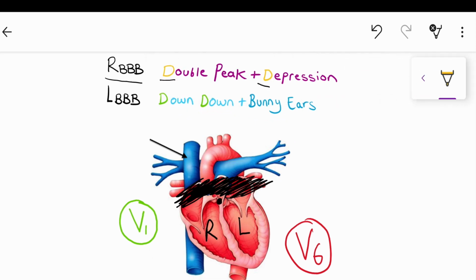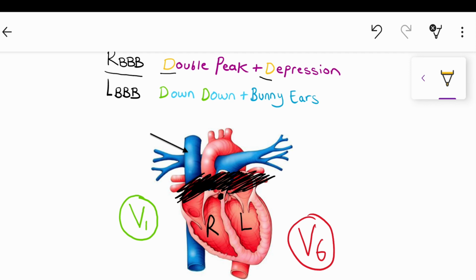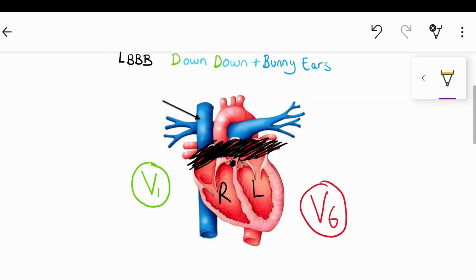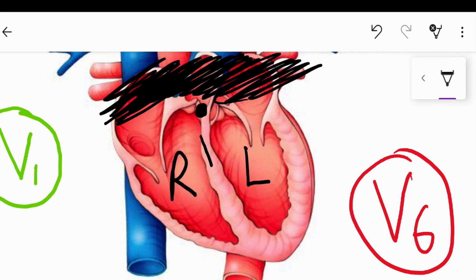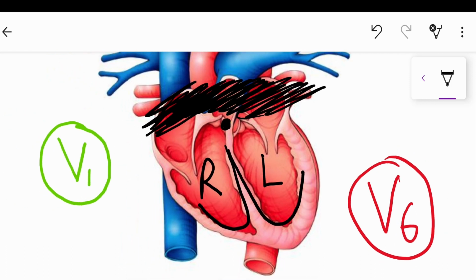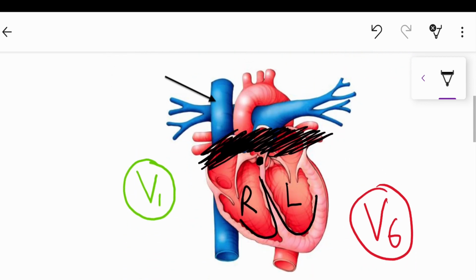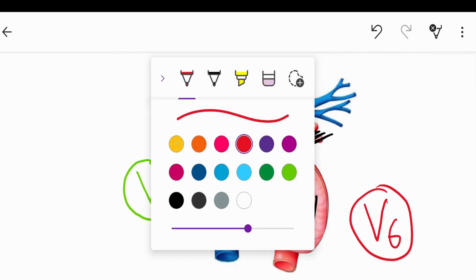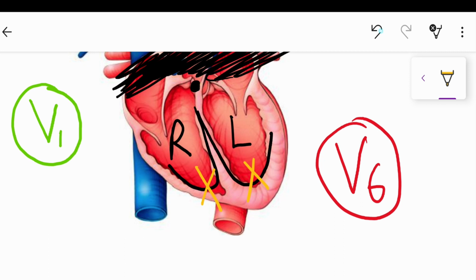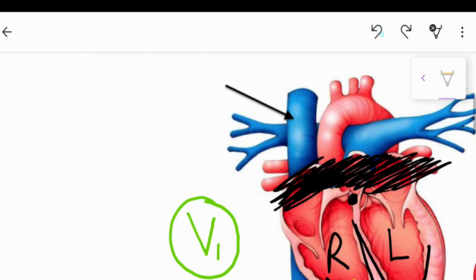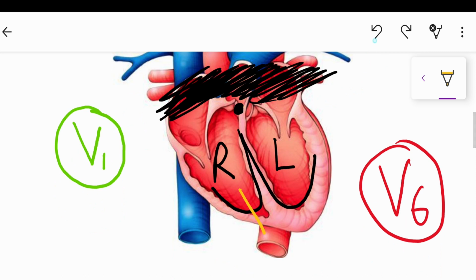All right, so in the bundle branch blocks, the word bundle comes to mind. The bundle of His. Okay, one bundle, two bundle. What happens if it's a right bundle branch block? Guess what? The right one is offline. If it's a left, the left one is offline. Well, a better word would be delayed because it does come back online after a while. Okay, so it's a delay. It's a delaying action.